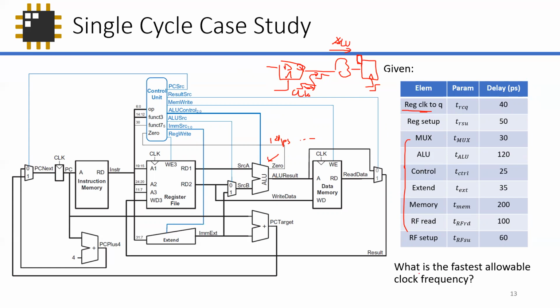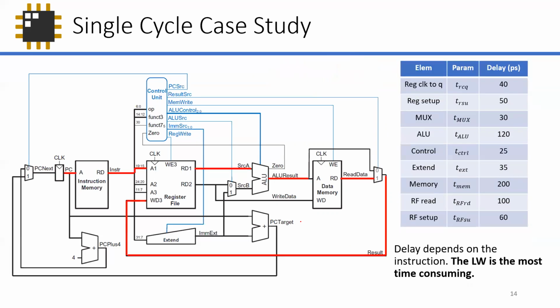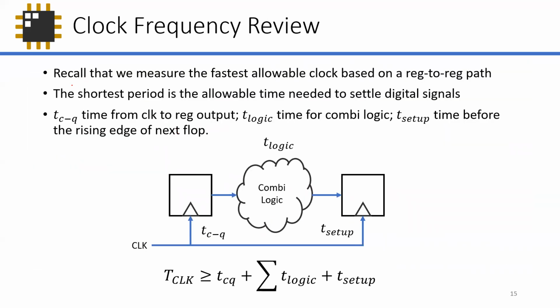Now the question really is, what is the fastest allowable clock frequency? From your older courses, recall that we measure the fastest allowable clock based on the register to register path. And the shortest period is the allowable time needed to settle all digital signals, because everything in digital design is done by transferring logic from register to register. That's why we call them RTL, register transfer logic, right?